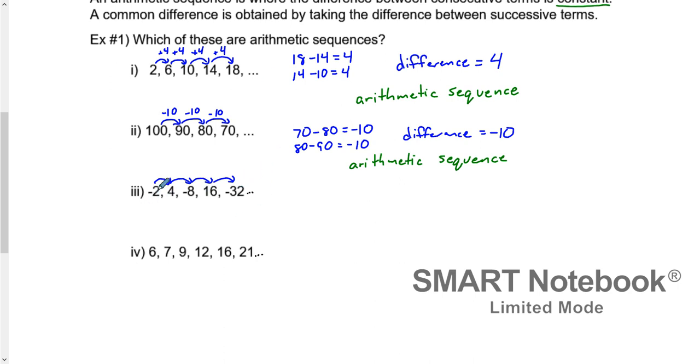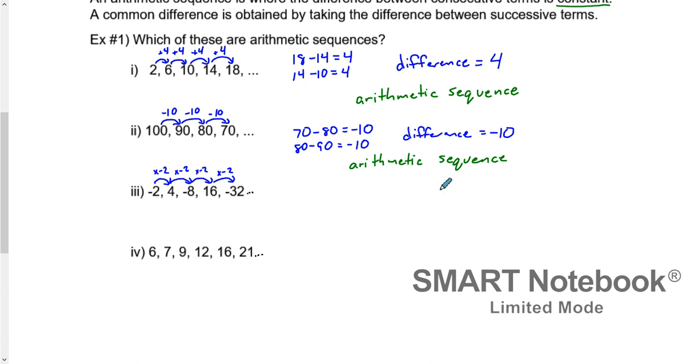But in order to go from negative 2 to 4, this would actually be multiplying by negative 2. To go from 4 to negative 8, that would also be multiplying by negative 2. Negative 8 to 16, multiplied by negative 2. 16 to negative 32, that's multiplying by negative 2.